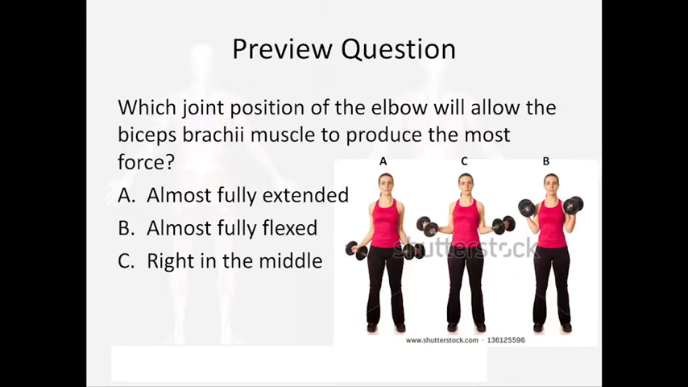If we were to compare these three positions, position A being fully extended, so we're talking about the biceps muscle here, and this elbow being fully extended, and then position C would be right in the middle, so we've got kind of a 90-degree angle in the elbow. And then we have position B, which is almost fully flexed. So this puts the muscle at different angles.